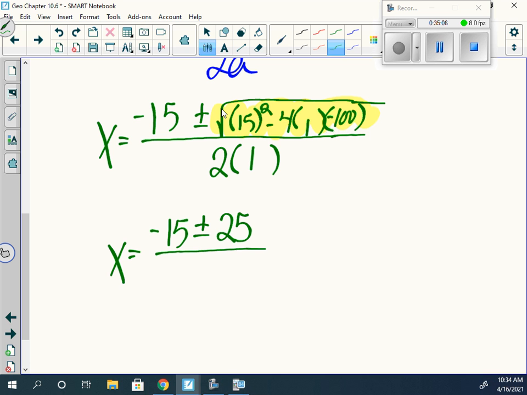We're not doing the plus or minus yet. So we're just typing in the radical, the square root of 15 squared minus 4 times 1 times negative 100. We just want to type that part into the calculator. We don't want to do the whole thing quite yet. But it should give us 25 if we type it in. Now the bottom part is 2 times 1, which would give us 2.